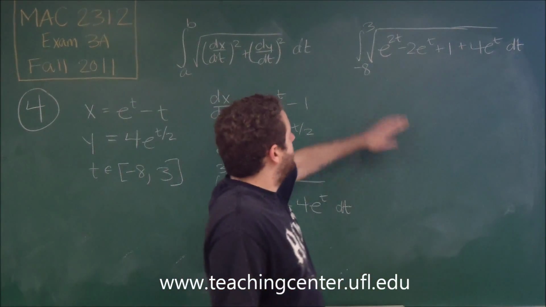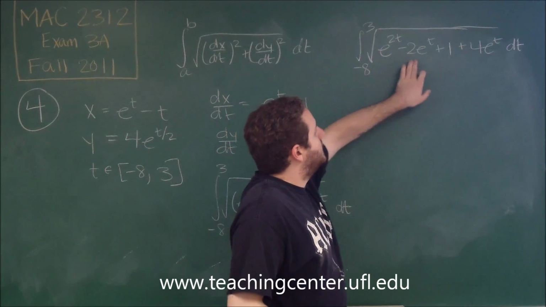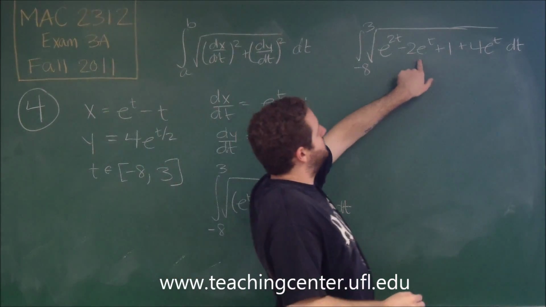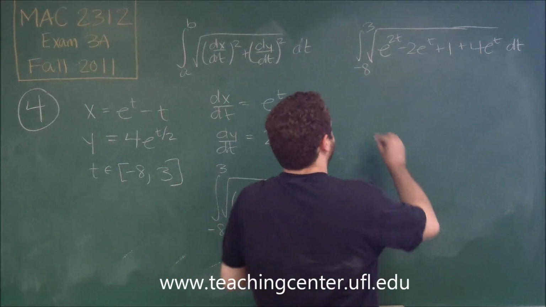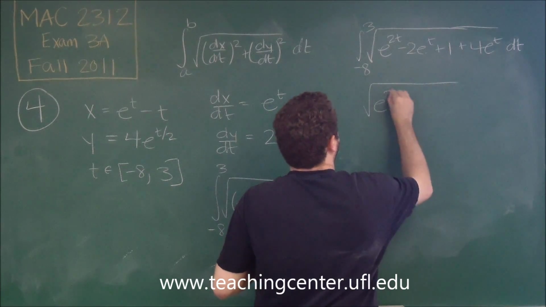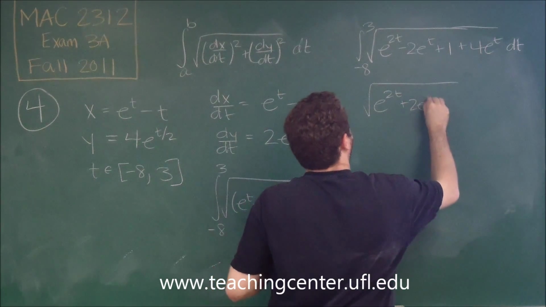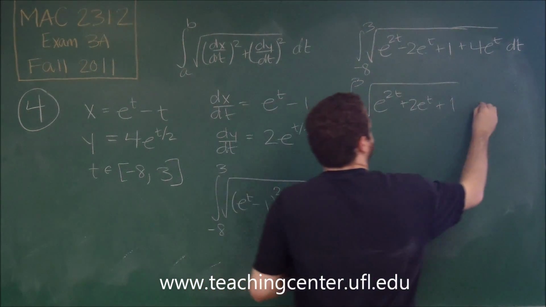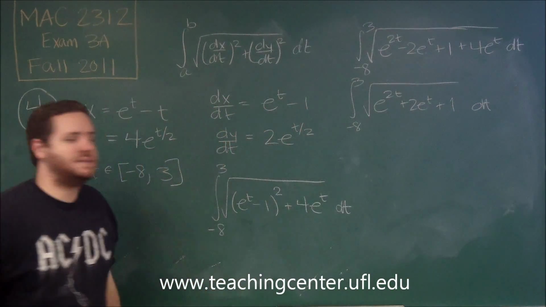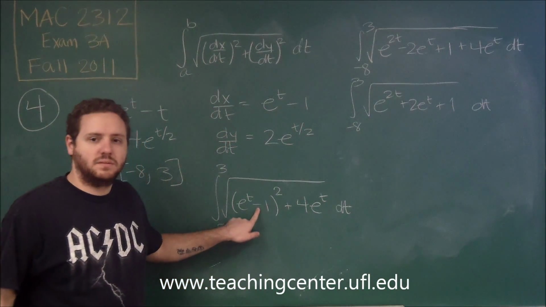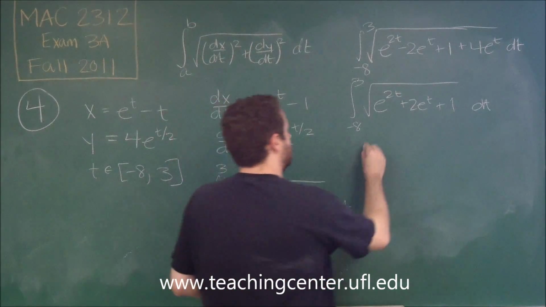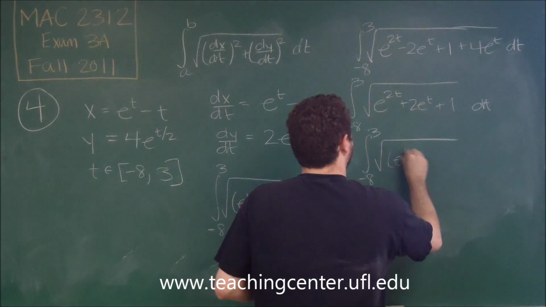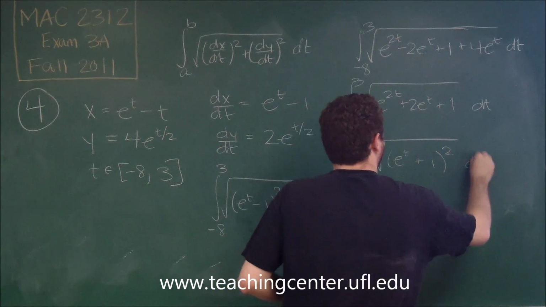So you can see this actually is going to work out nicely, because e to the 2t minus 2e to the t plus 1 is this quantity squared, and when we combine -2e to the t and 4e to the t, we're going to get positive 2. And that's the same factorization as if this sign was positive here. So we know that this is the square root of e to the t plus 1 squared.